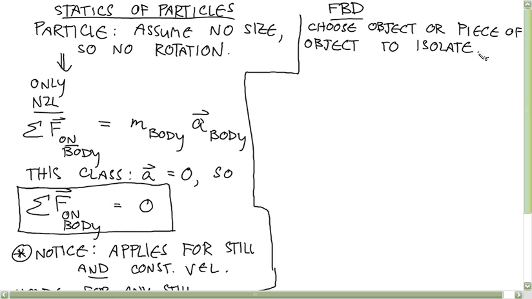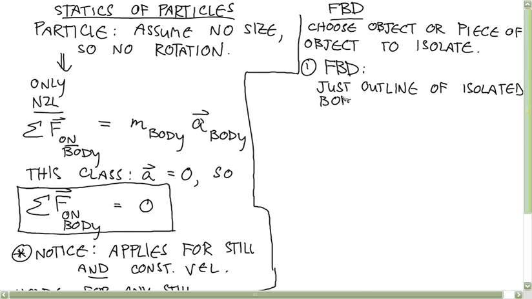And your free body diagram is just an outline of that isolated body. So that means if your free body is a car, I don't want you to draw the wheels in there. You know, let me show an example.